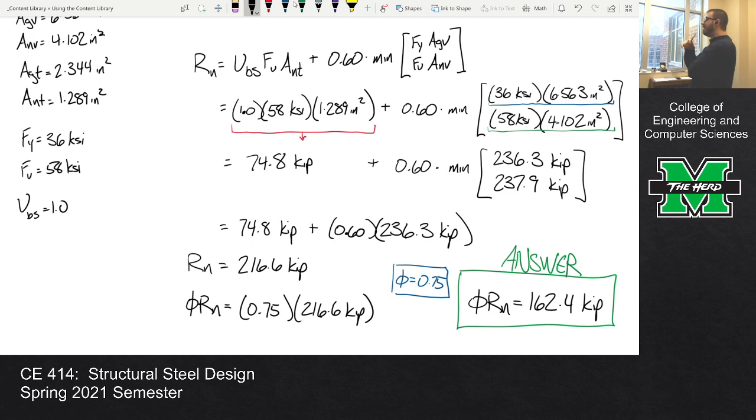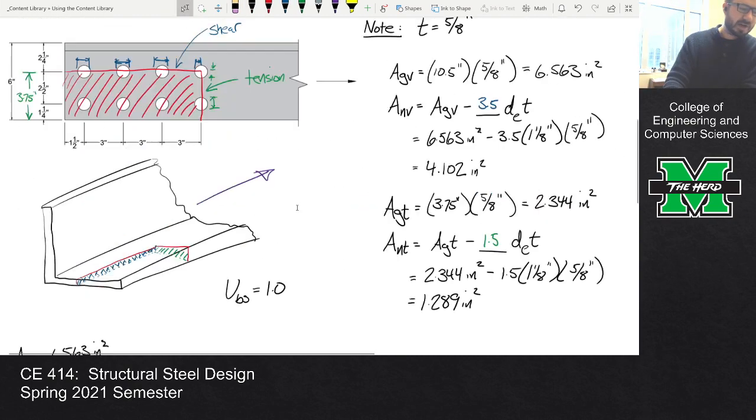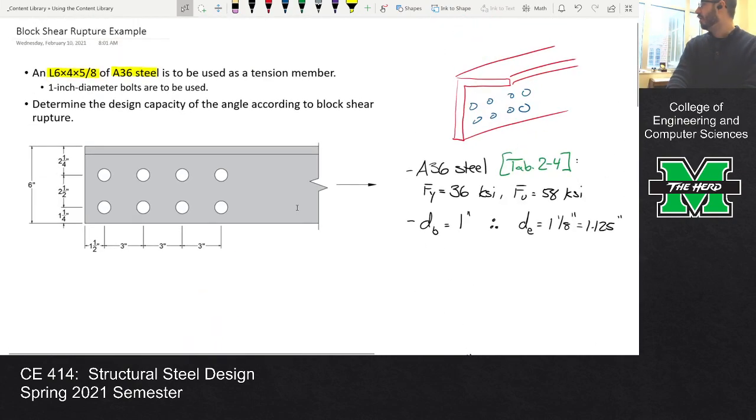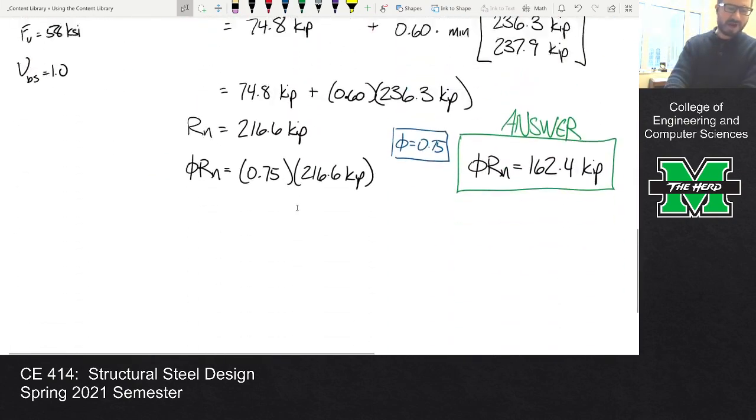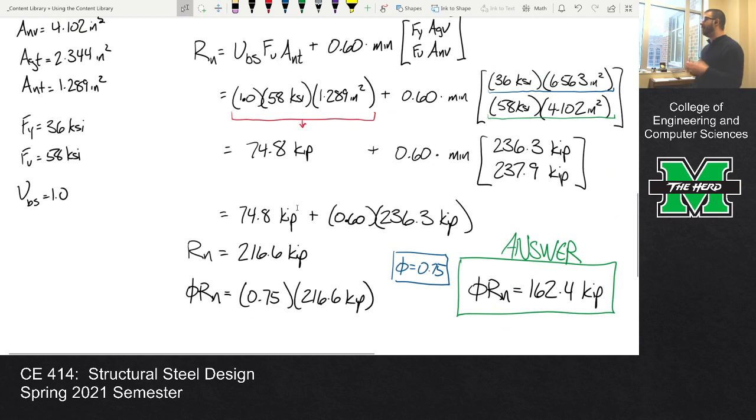Now, one thing that is interesting to do, and I'm not making you do this, but you ought to take this member, because you've got everything that you need to compute gross section yielding and net section fracture. You ought to see, okay, we've got phi Rn. That's its capacity under block shear. What about its capacity under gross section yielding, the 0.9 FyAg?